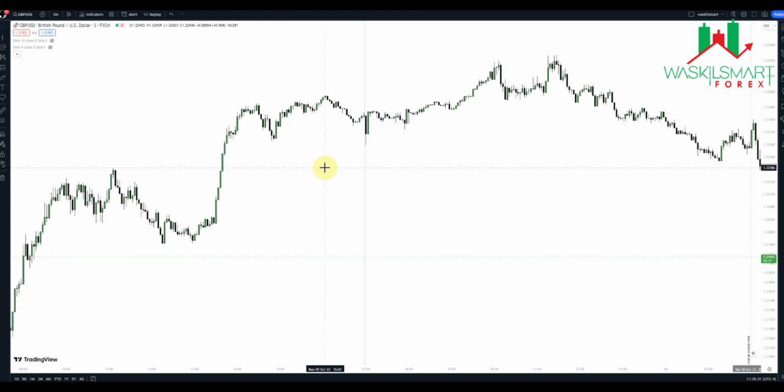So I'll be making use of GBP USD, and I will add little things to what I've been teaching before. What I've been teaching before is just the Q zone, the Asian high and the Asian low, and the pattern. That's all I was teaching before for the intraday strategy.